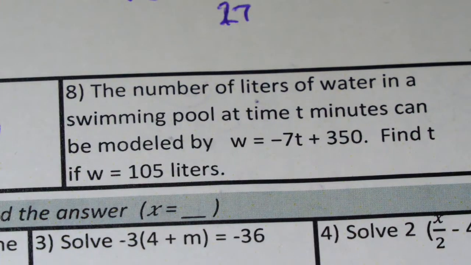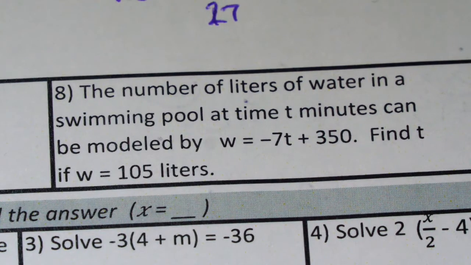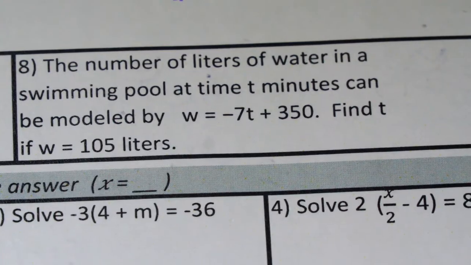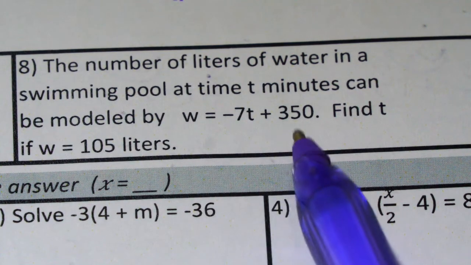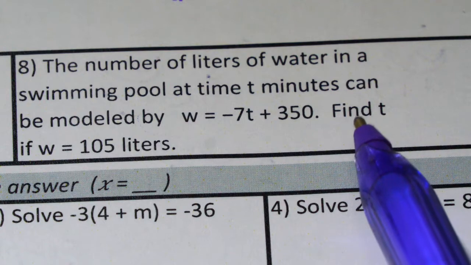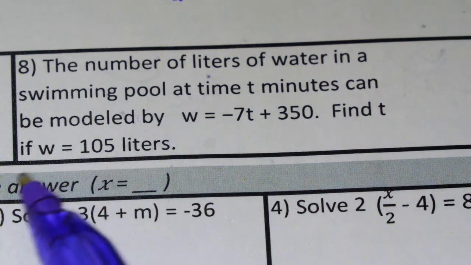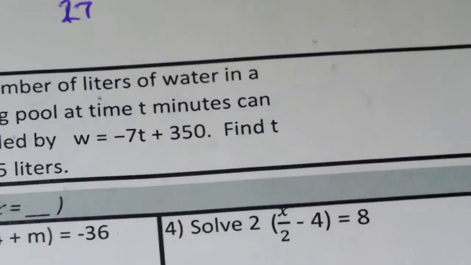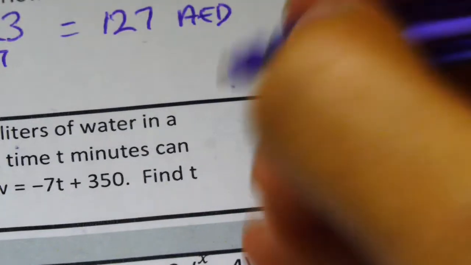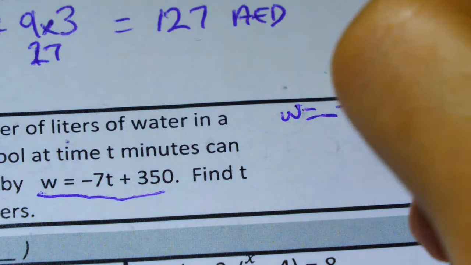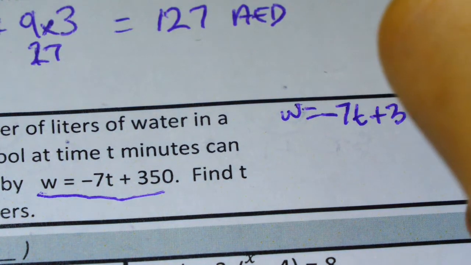Question number 8 is similar. The number of liters of water in a swimming pool at time t minutes can be modeled by W equals minus 7t plus 350. We have the same equation here. But now the question is asking find t if W equals 105. Okay, so I'm going to write the same question again. W equals minus 7t plus 350.